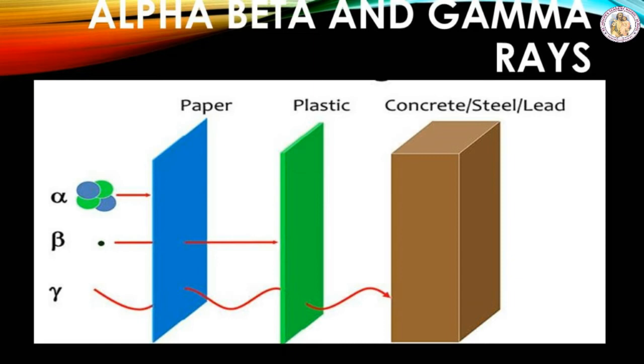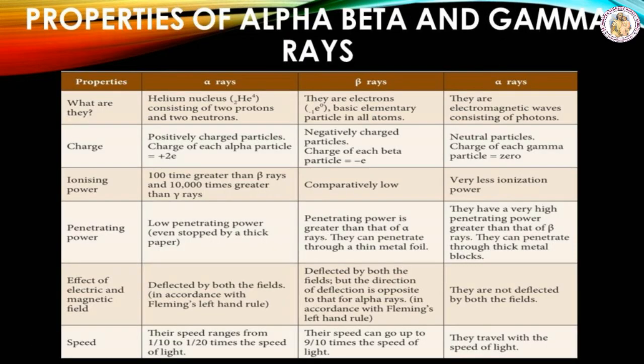When a radioactive nucleus undergoes radioactivity, it emits harmful radiations. These radiations are usually composed of any of the three types of particles. Those particles are alpha, beta, and gamma rays. Let's see the properties of alpha, beta, and gamma rays.